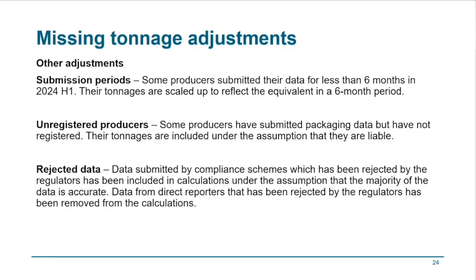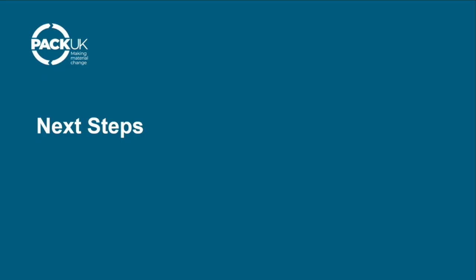And finally, there are some pieces of data that are rejected by the regulators. We've split those into 2 categories: data submitted by compliance schemes and data that has been submitted by direct reporters. We've included any data that's been rejected but has been submitted by a compliance scheme under the assumption that most of this data is still pretty robust. And we've come to that conclusion with work with the regulators. But data from direct reporters that has been rejected by the regulators has not been included in our calculations under the assumption that it is not robust enough for these calculations.